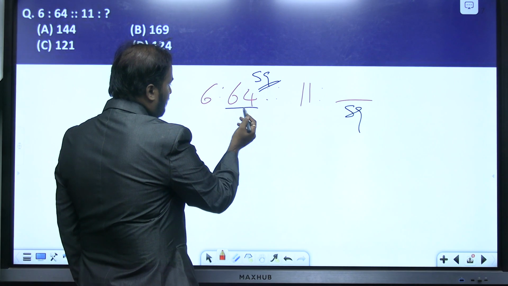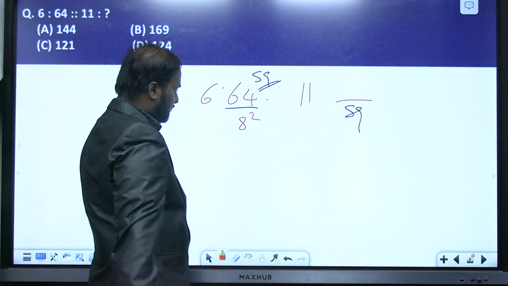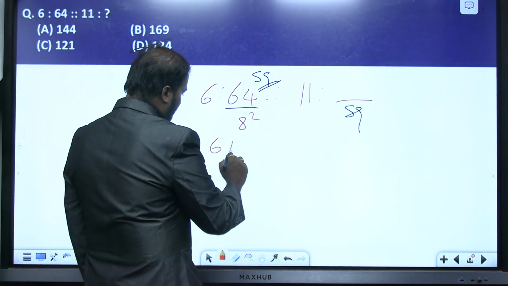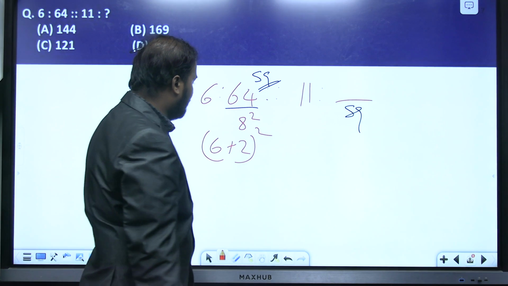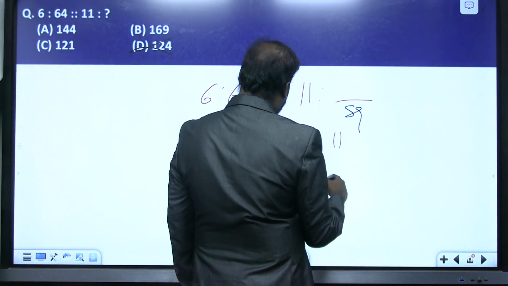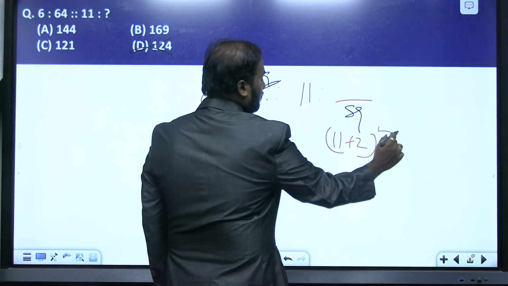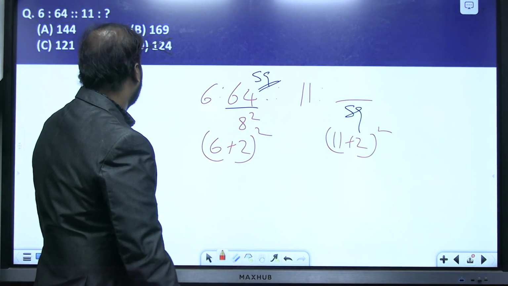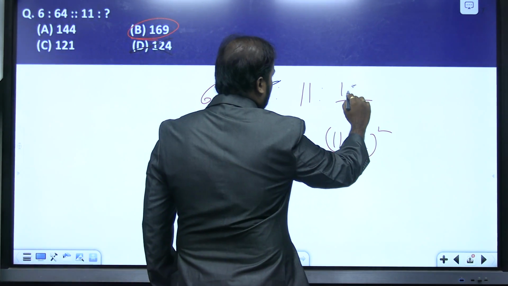Why? Because for example 84, which is square? 8 square. But here how much? 6. So what do I have to do? For 6, I have to add plus 2, and then you make it square. Similarly here also, you take 11, add plus 2, and then you make it square. So total 13 square. Your 13 square means your answer is 169. So 169 is your answer.